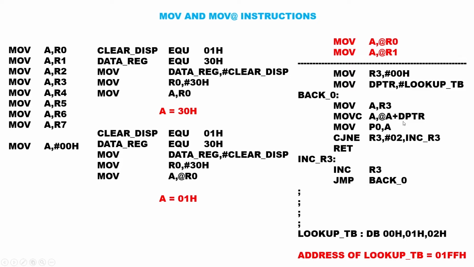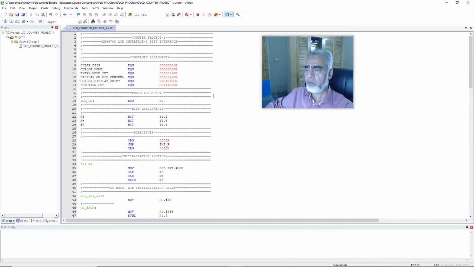So the value of the second member from the lookup table, that is 01, will be moved to the accumulator, and here we'll move the value of the accumulator to port 0, and the program will go to the next line to execute the instruction compare jump not equal R3 #02 increment R3. But if the value of the register R3 is equal to 2, then the program will come to the next line and will return from the subroutine. So we'll use the same technique in a program to initialize the LCD.